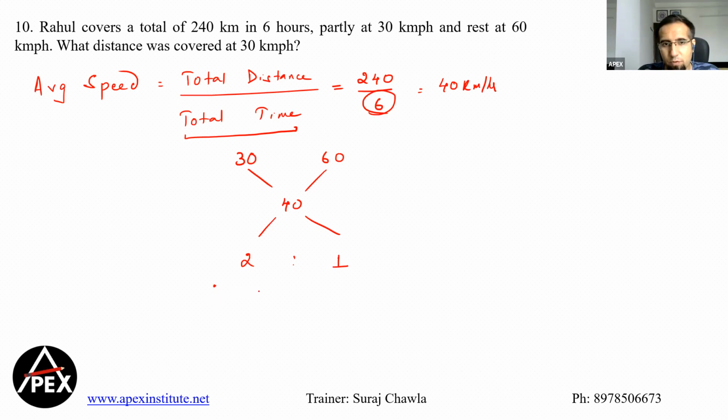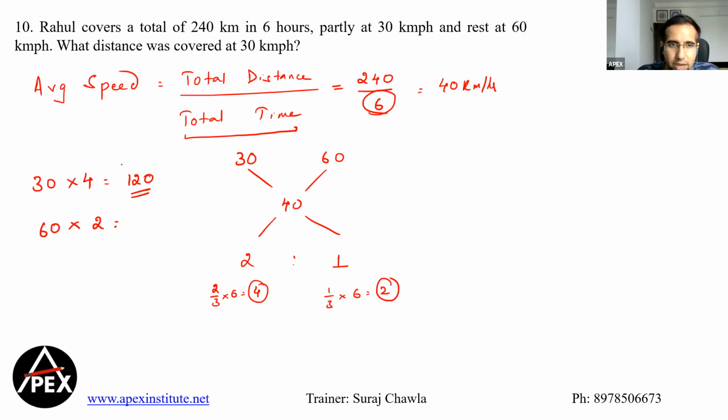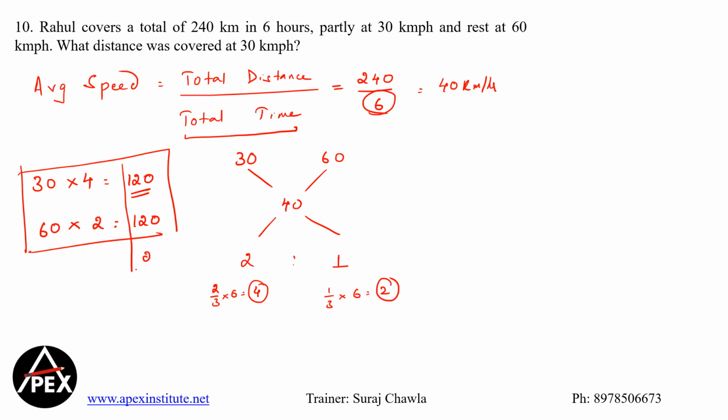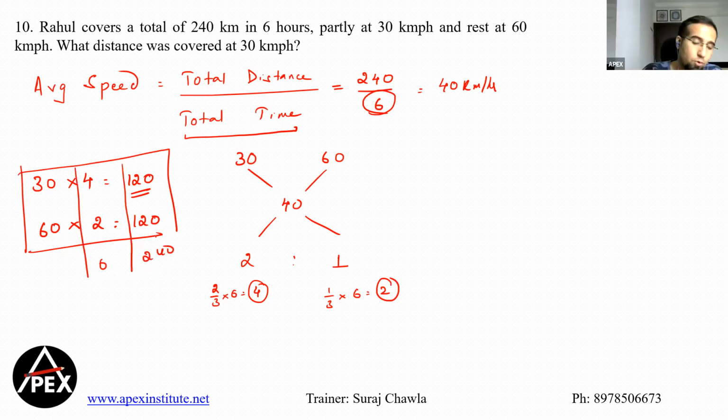Now I know the total time taken is 6 hours, so the time taken here becomes 2 by 3 into 6, that is 4 hours, and the time taken here becomes 1 by 3 into 6, that is 2 hours. That means at 30 kilometers an hour, I have been running for 4 hours, which means total distance covered is 120 kilometers. At 60 kilometers per hour, I have been running for 2 hours, and here also the distance is 120 kilometers. Now you can check I'm covering a total distance of 240 kilometers in how many hours? 6 hours. So this should be your way of approach, and that's the most important aspect of alligations.